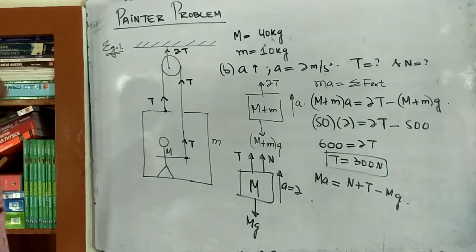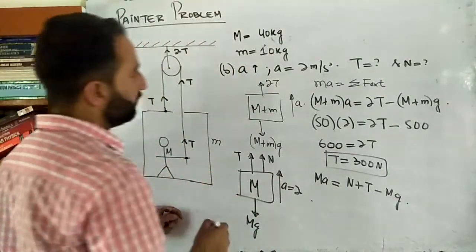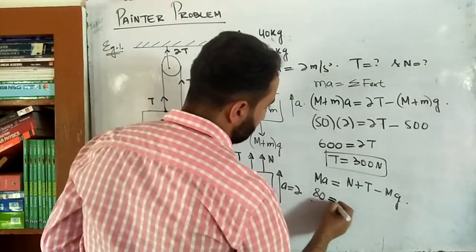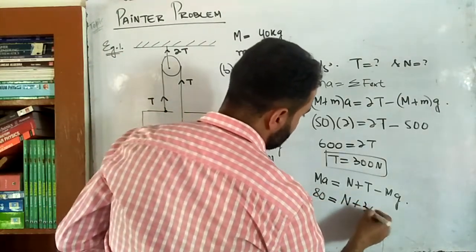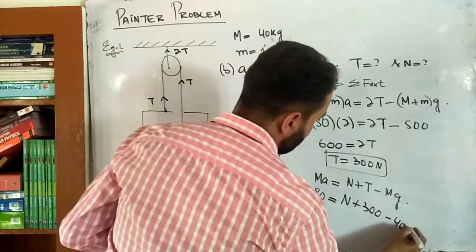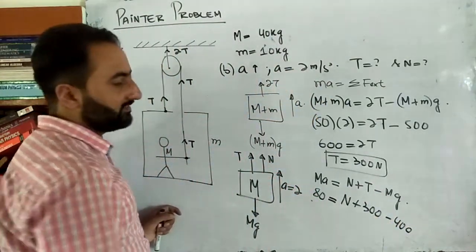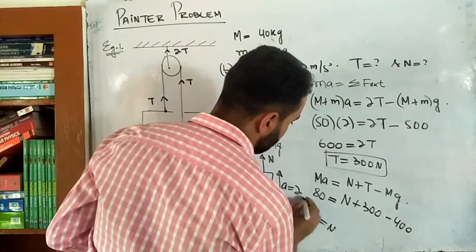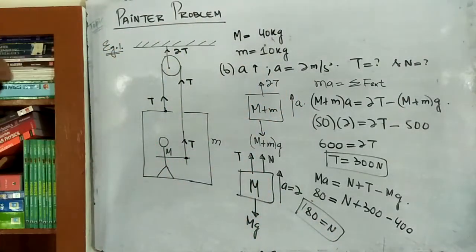Okay, you are supposed to calculate this: m into a, how much is mass? 40 into 2, that's equal to 80, is equal to normal reaction, and calculate, plus this is 300 minus mg. How much is mg? That is 400. So 300 minus 400 is minus 100, so bring minus 100 here, so 180 will be equal to normal reaction. That's it, the problem is done.